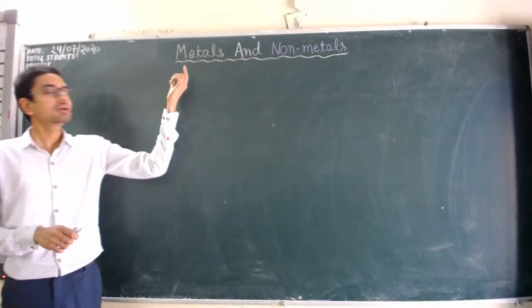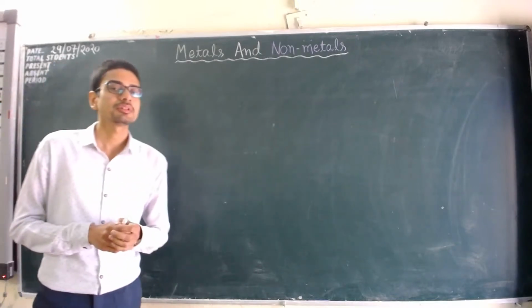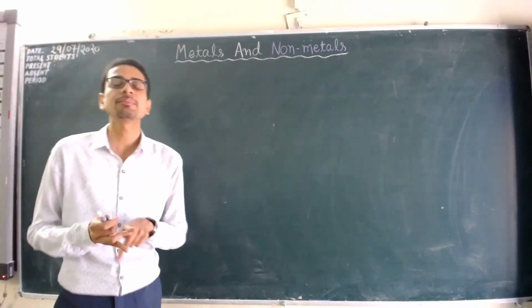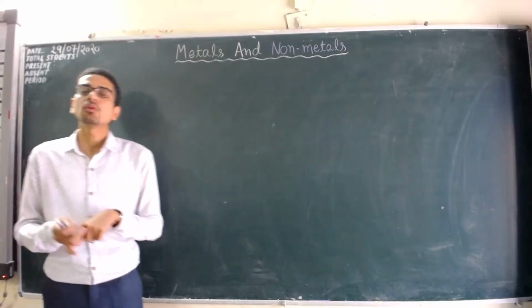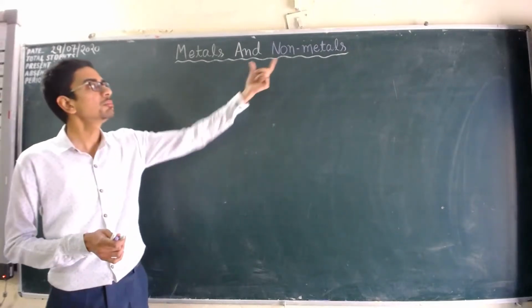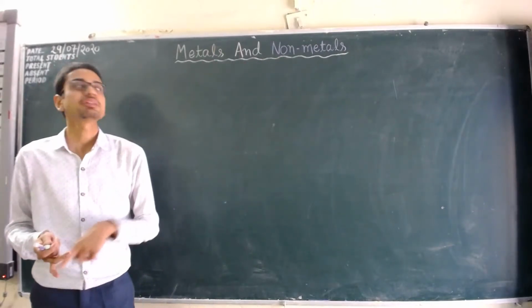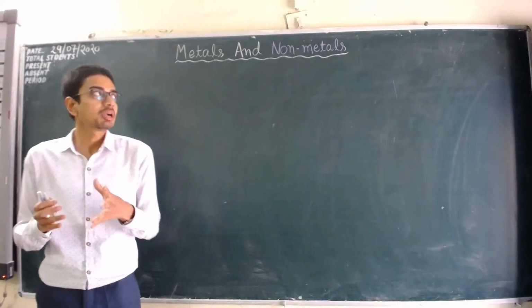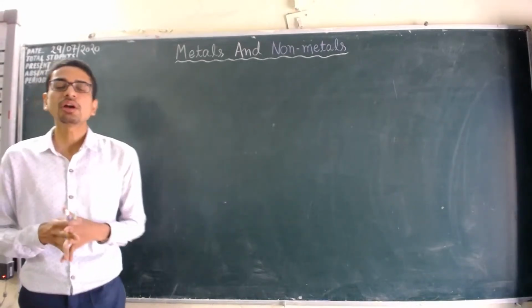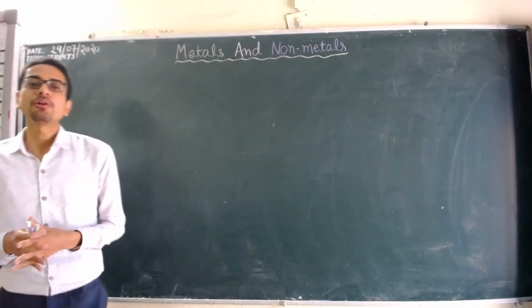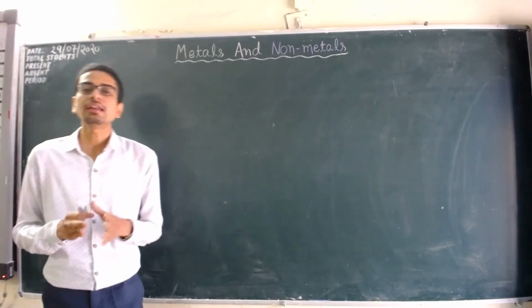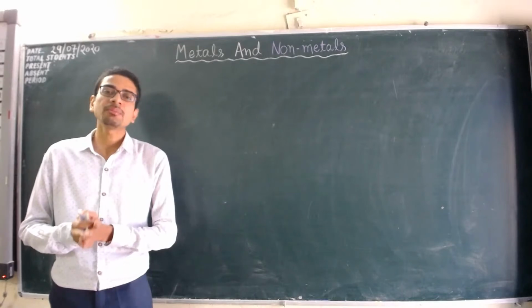Metals and non-metals. What do you understand by metals? You know about some metals: copper is a metal, silver is a metal, gold is a metal. You also know about some non-metals like carbon and phosphorus. But what are they actually, chemically? You know about elements. What are elements? Elements are made up of the same kind of atoms.